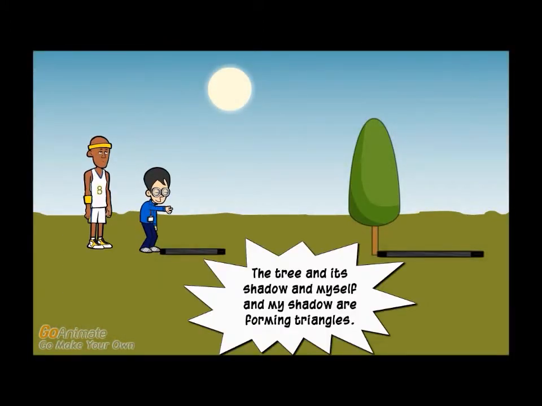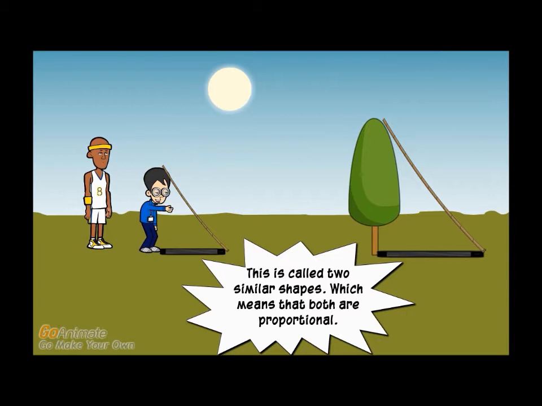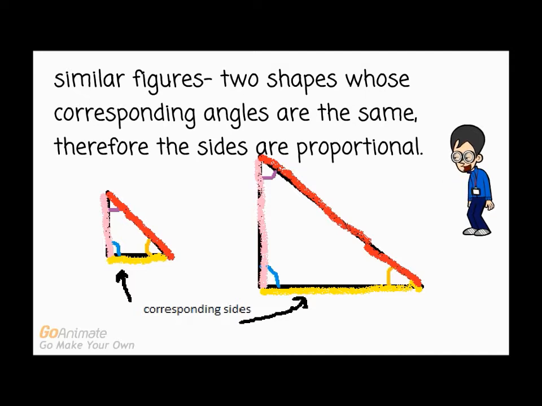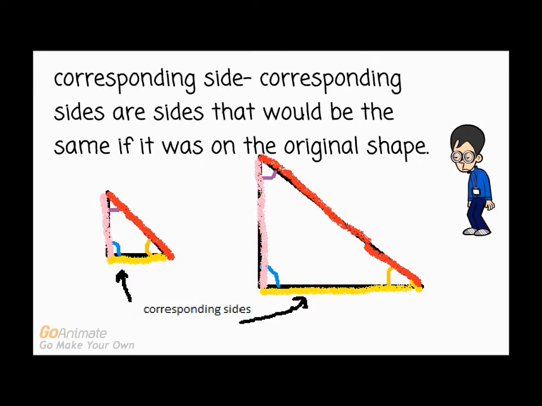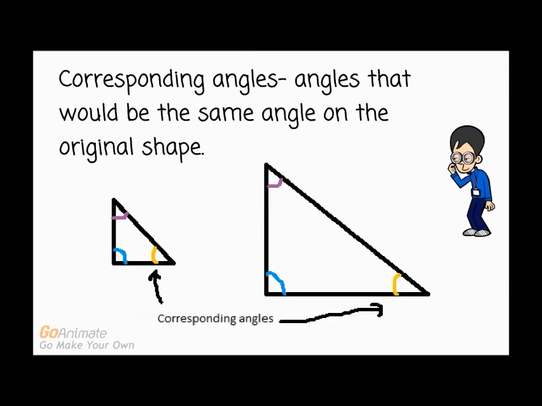The tree and its shadow and myself and my shadow are forming triangles. This is called two similar shapes, which means that both are proportional. Here's some vocabulary we need to know. Similar figures: two shapes whose corresponding angles are the same, therefore the sides are proportional. Corresponding sides are sides that would be the same if it was on the original shape. The same colored angles are called corresponding angles.